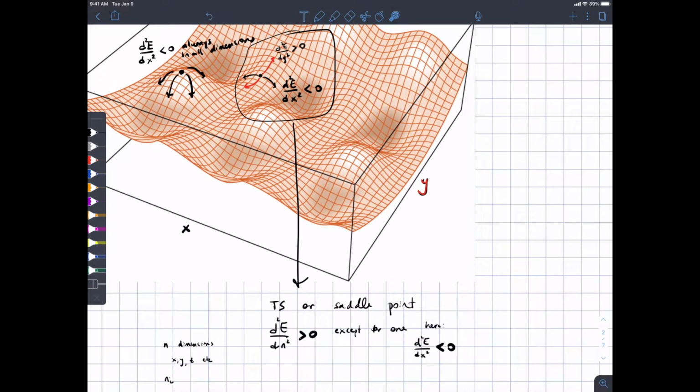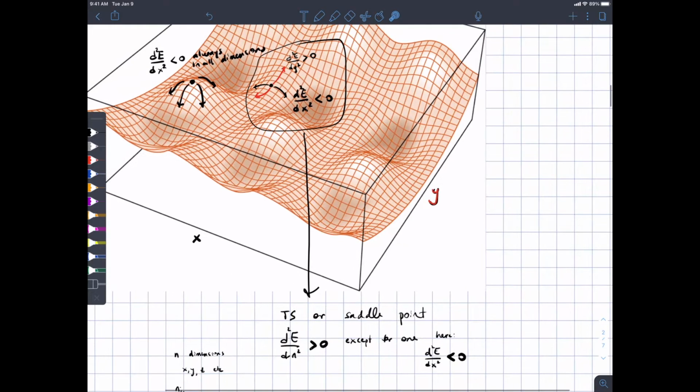Okay, so it's greater than zero in all dimensions except, in this case, x, where the second derivative is less than zero. So I think I got it. Yeah. Okay.